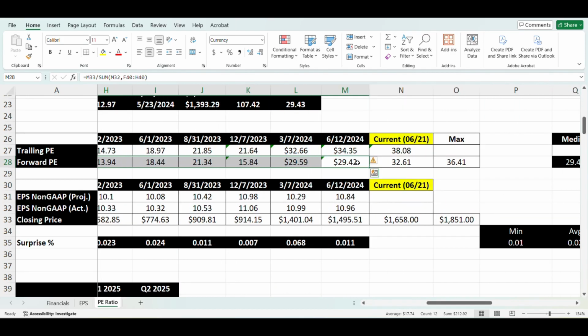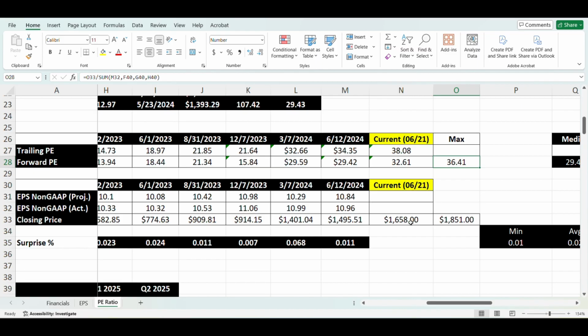You can notice that AVGO forward PE has not been that high in the previous quarters. So 32.61 so far is the highest forward PE compared with the historical numbers. And I also calculate the forward PE with respect to the all-time high of AVGO stock price. The all-time high was 1851. So based on that, the forward PE is 36.41 for AVGO.